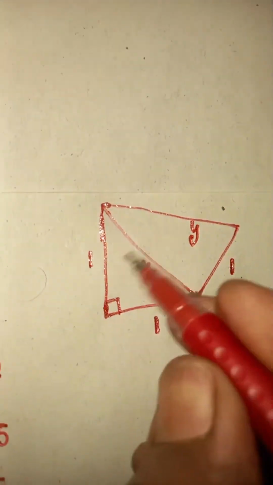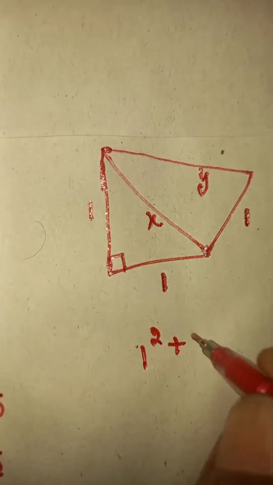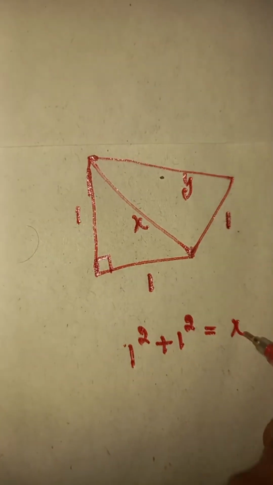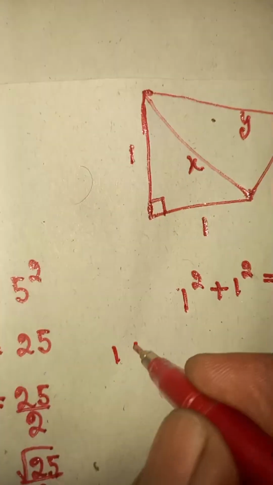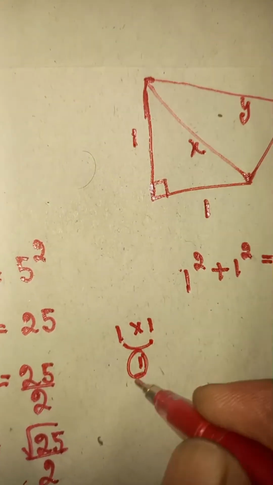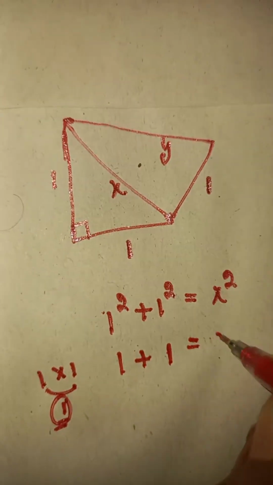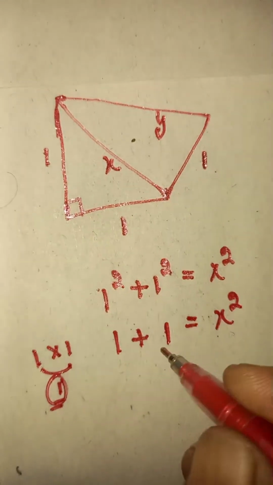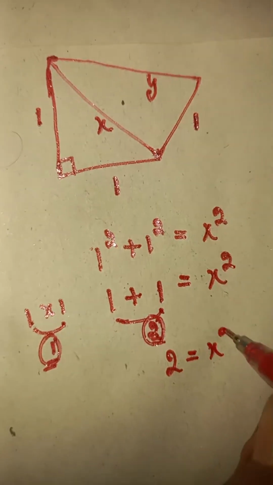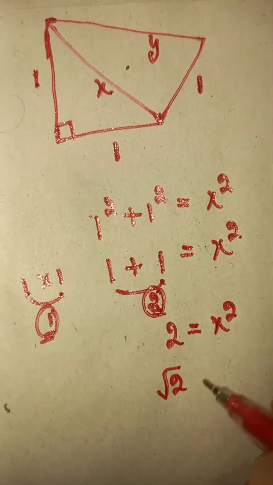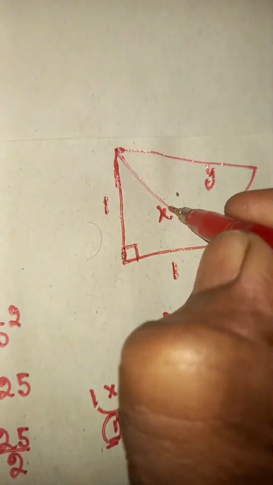Let's find it out. This side length square plus this side length square, you can write it as 1 square plus 1 square, which becomes equal to x square. 1 square means 1 times 1, which remains as 1. Here also 1 times 1 remains as 1, which is equal to x square. 1 plus 1 becomes 2. So 2 equal to x square. Square comes to this side, it becomes root 2. x equal to root 2. So this side is root 2.